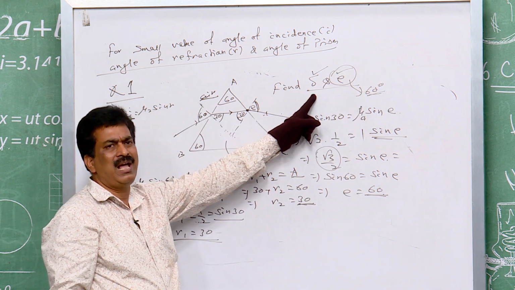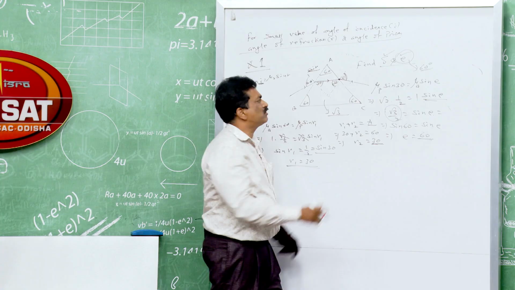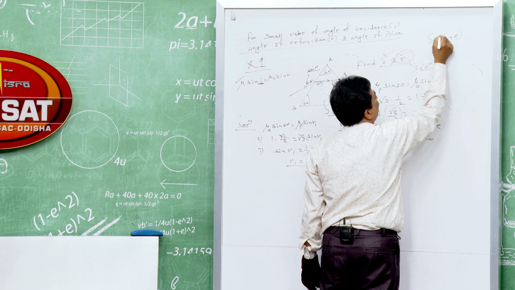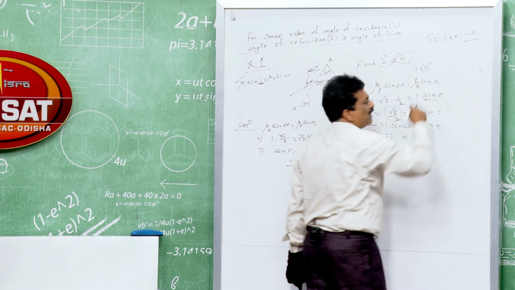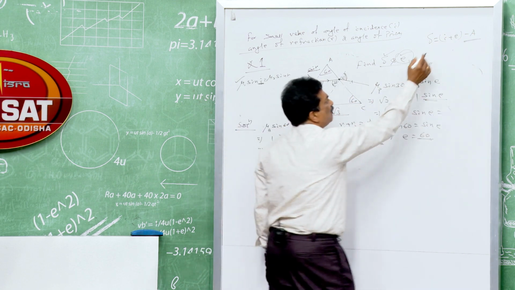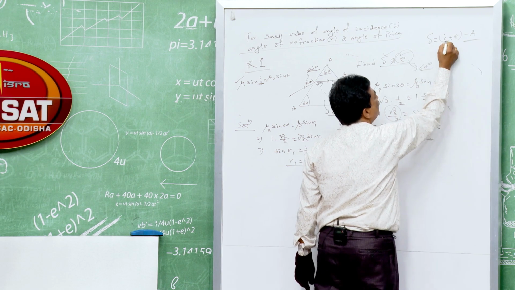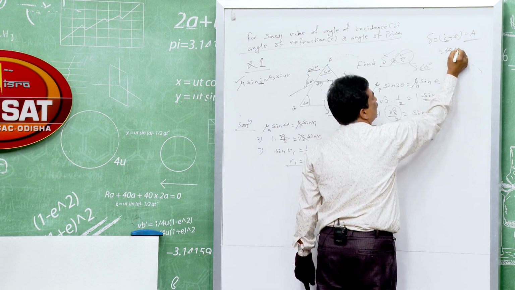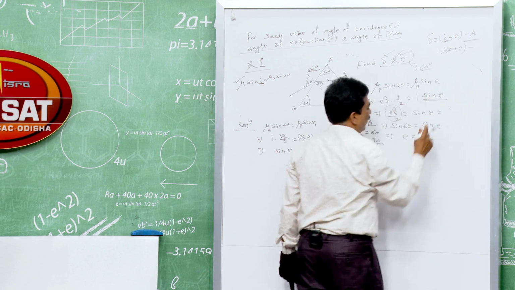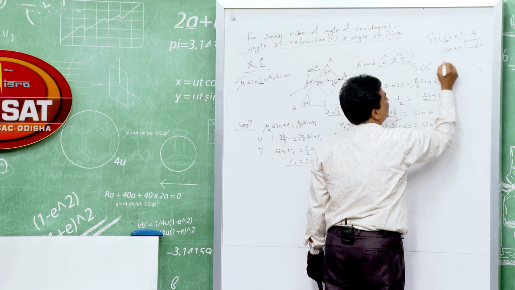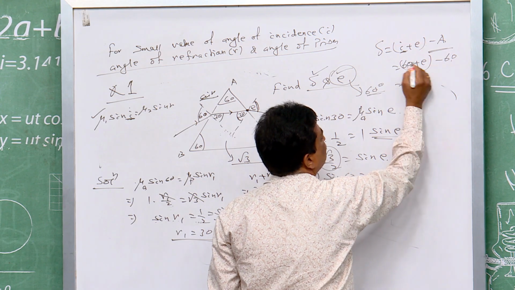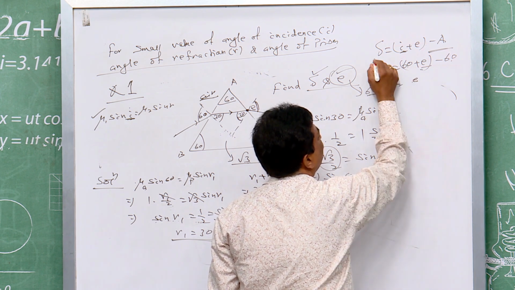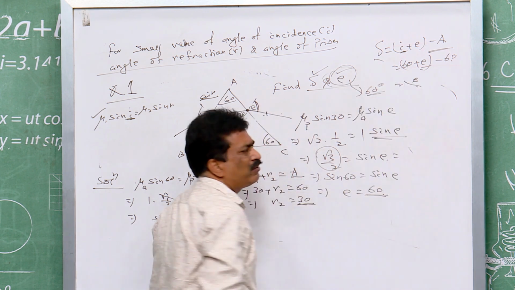Then there is δ. How will you find the value of δ? You already came to know that δ is equal to i plus e minus A. This formula I said is very important. So δ equals i plus e minus A, where i is the angle of incidence, which is 60, plus e minus A. A is equal to how much? 60. So 60 plus 60 minus 60, which means δ is equal to e. So δ is equal to e, and you came to know that value.